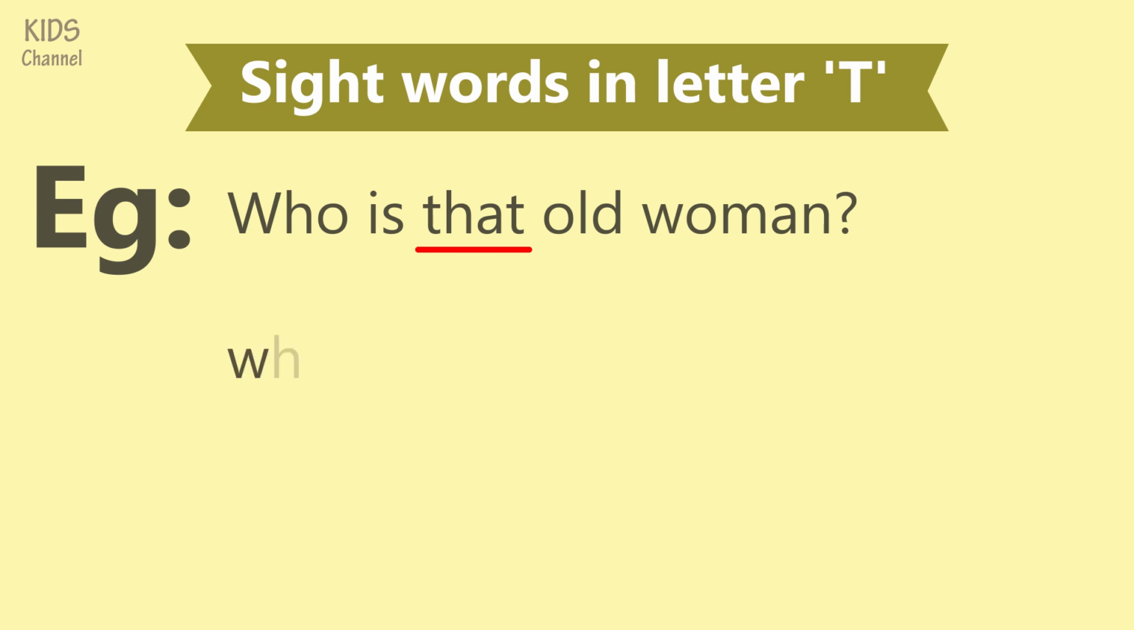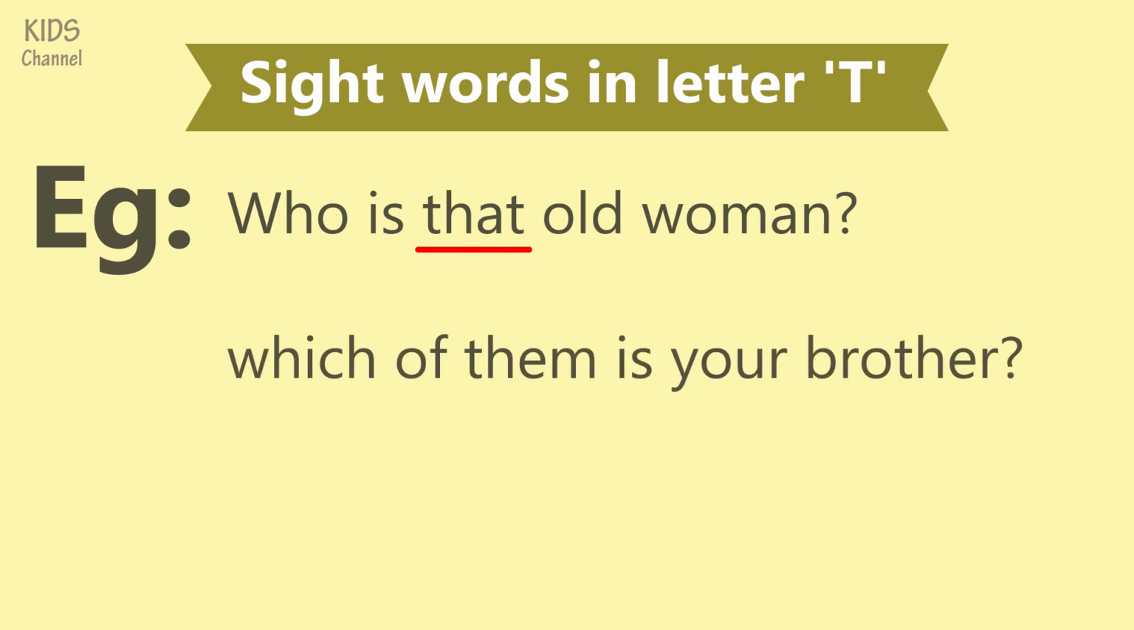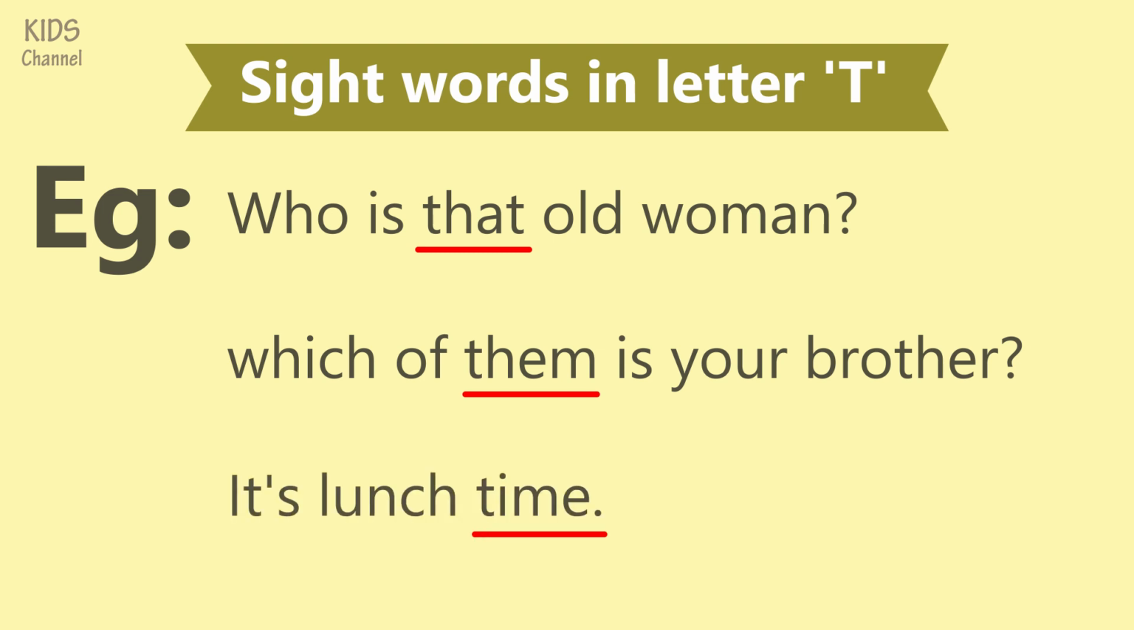Example 2. Which of them is your brother? Here, them is a sight word in letter T. Example 3. It's lunchtime. Here, time is a sight word in letter T. From the above examples, that, them, time are the sight words that you can identify from the letter T.